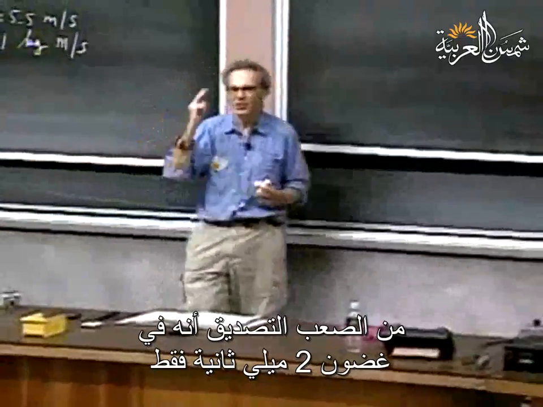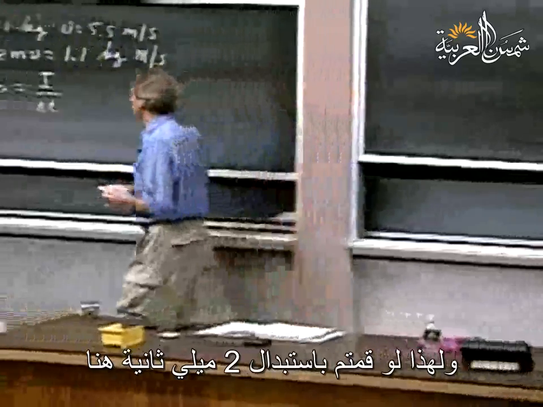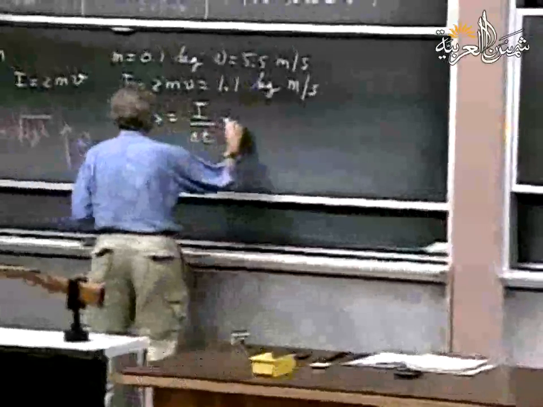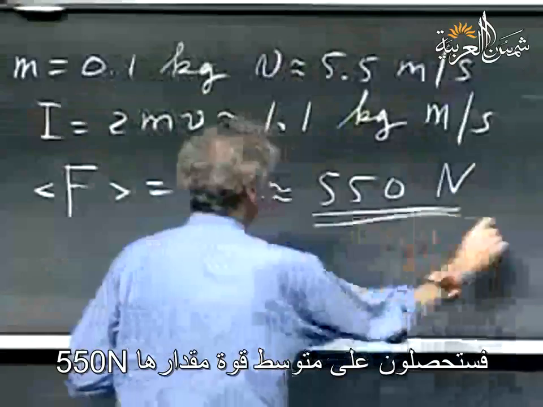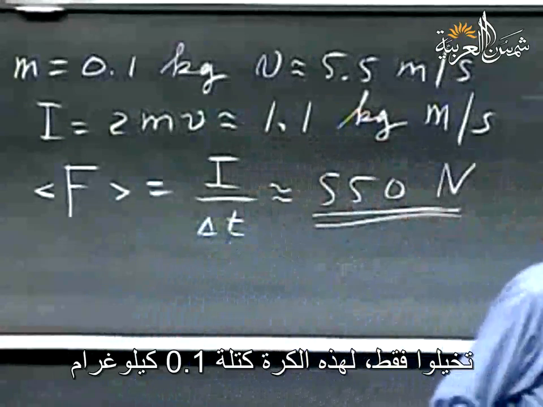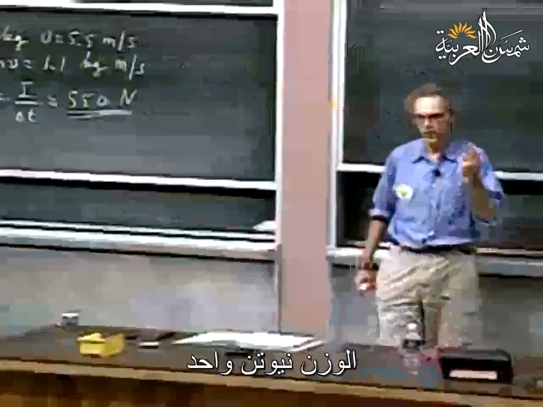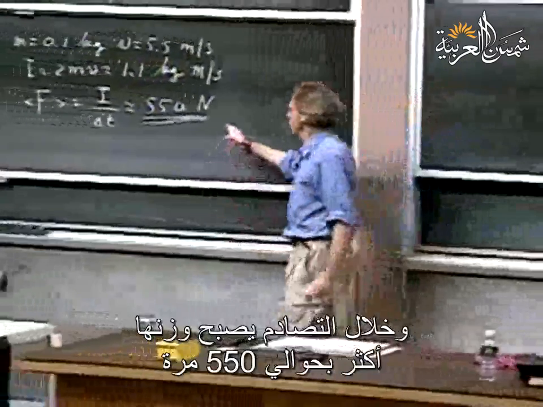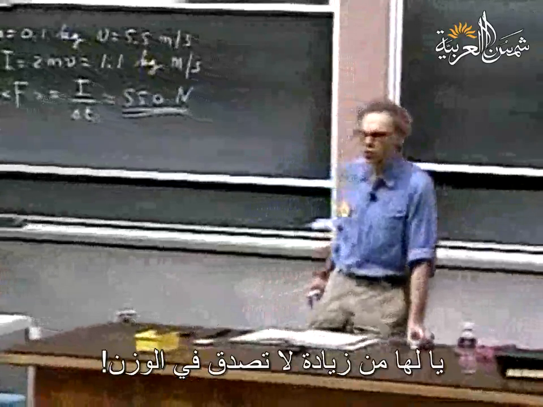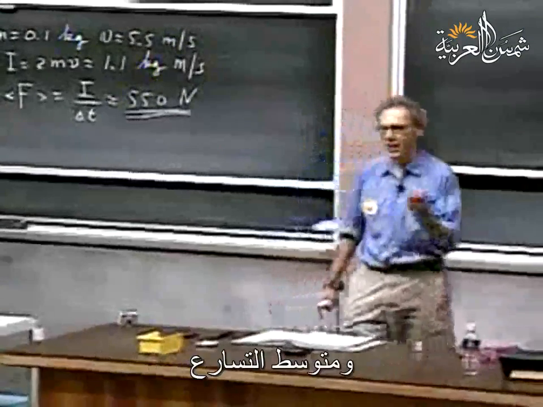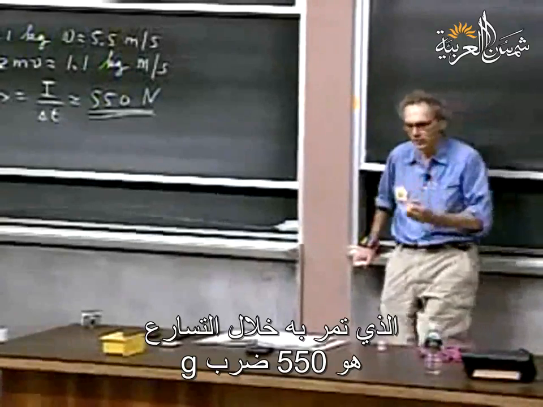It's hard to believe that in 2 milliseconds, the entire collision occurs. And so if you substitute 2 milliseconds, you get for the average force 550 newtons. Just imagine, this ball has a mass of 0.1 kilogram. The weight is 1 newton. And during the impact, it weighs 550 times more. What an incredible weight increase. And the average acceleration that it experiences during the impact is 550 times g.